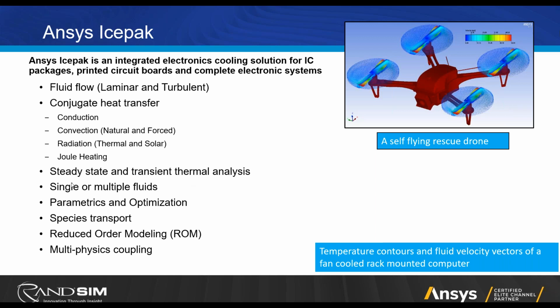Multiple fluids, so you can have air cooling or water cooling, and model convection in both a cooling circuit and the air around it. You can do optimization in IcePak itself, species transport, and reduced order modeling, which is taking a model and making it simpler. We can get into this more later for the purpose of speeding up your design cycles in simulation, and multiphysics coupling, which we'll expand on over the next couple of slides.